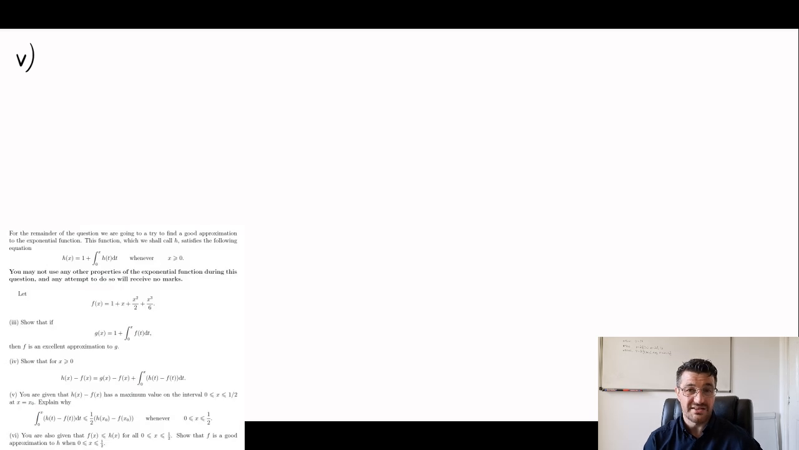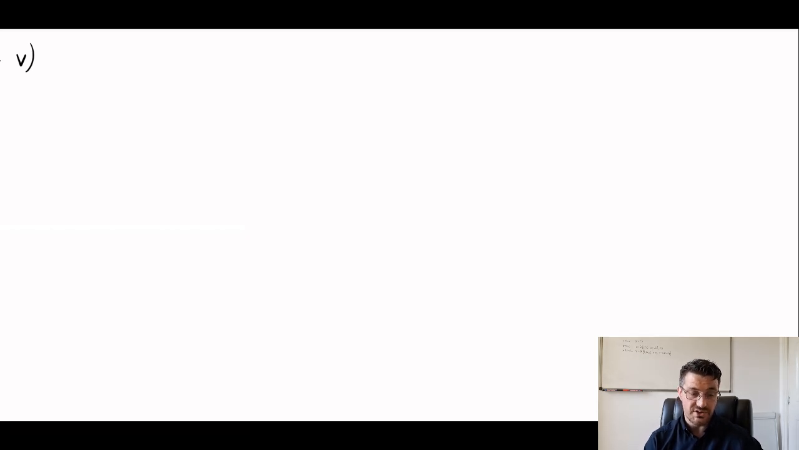Part 5 again is not too difficult, as we'll see. So you're given that h of x minus f of x has a maximum value on the interval 0 is less than or equal to x is less than or equal to a half at x equals x naught. We don't need to know what x naught is. We won't be able to find out what x naught is. Remember, we're not allowed to use any properties of the exponential function other than the one that we've been given. So do not attempt to try to find the value of x naught. You don't need to know it. It's irrelevant. All you need to know is that there is a maximum value.